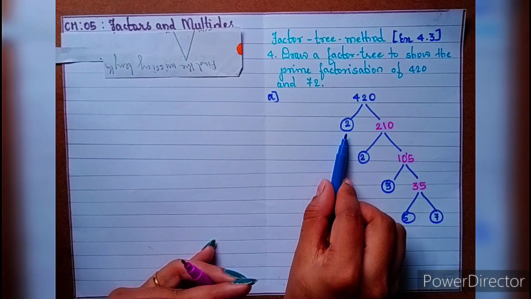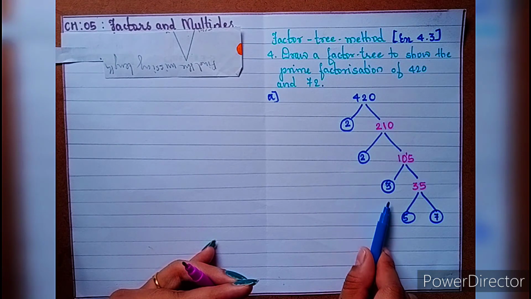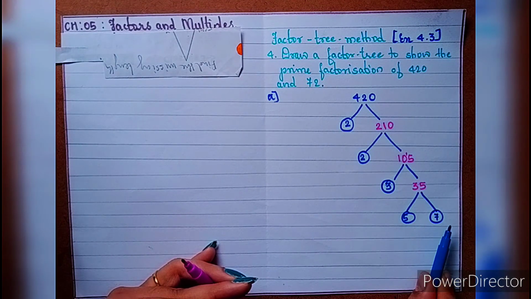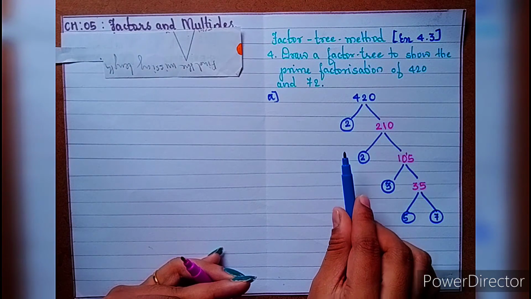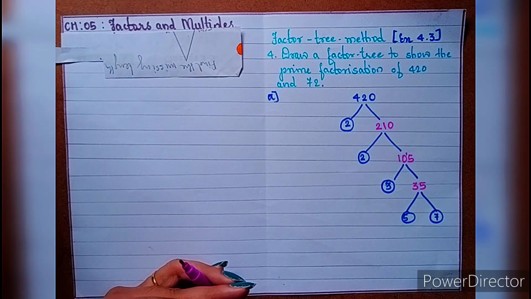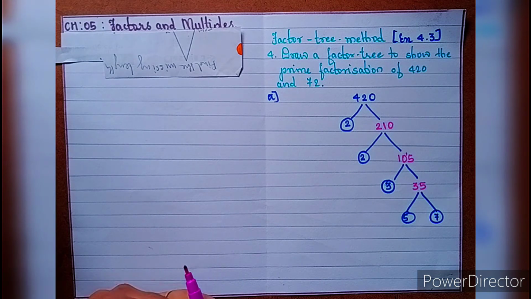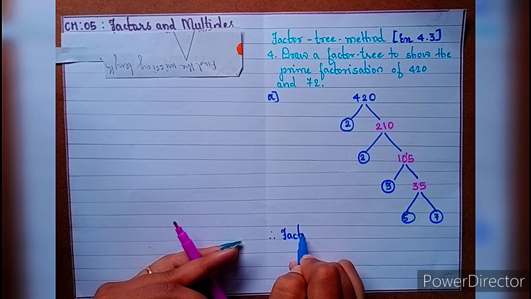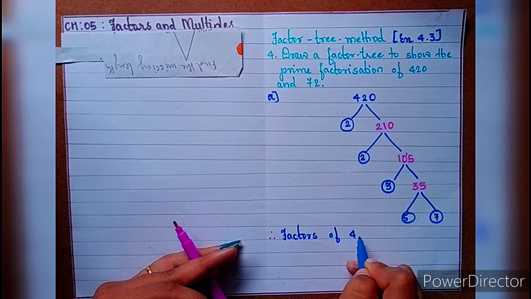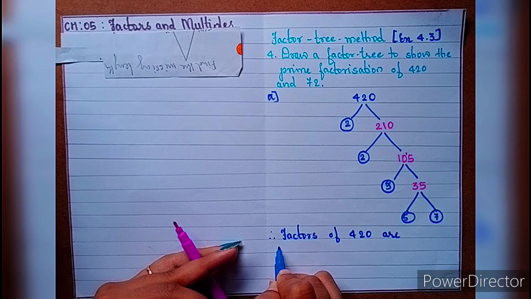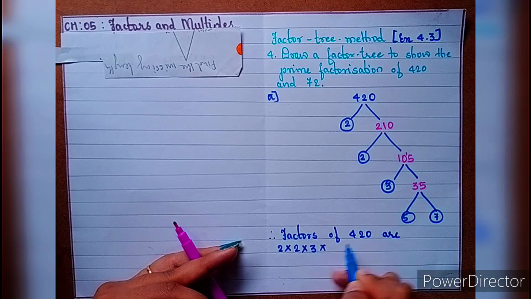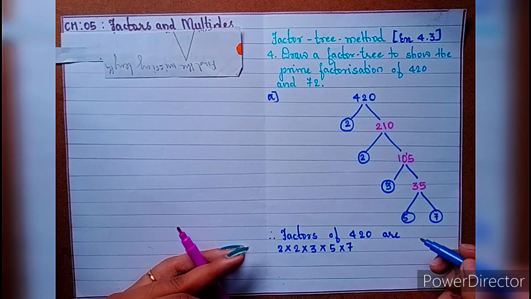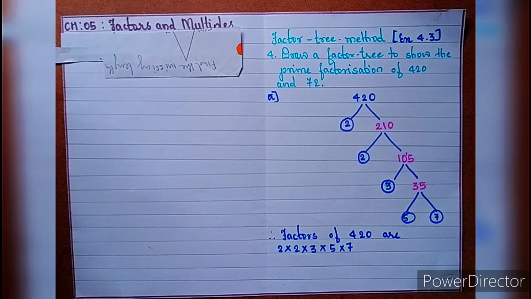Now if you see the factors which are circled, they are the prime factors, and when we multiply them together, we will get the answer 420. So let's list the factors. Therefore, the prime factors of 420 are 2 into 2 into 3 into 5 into 7. Thus I have listed all the factors. Similarly, you can solve for the number 72.